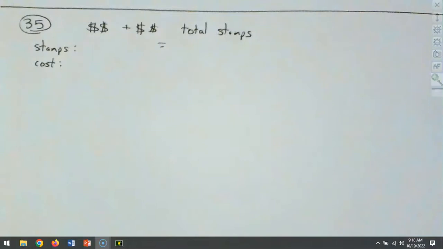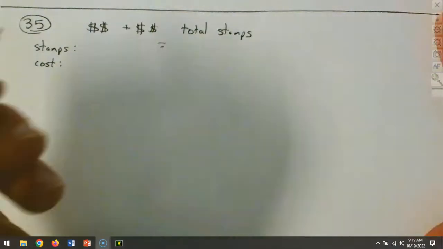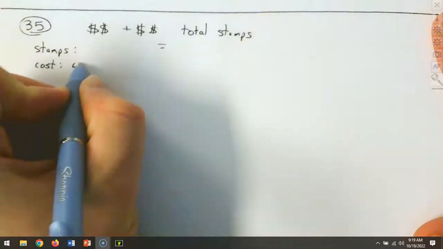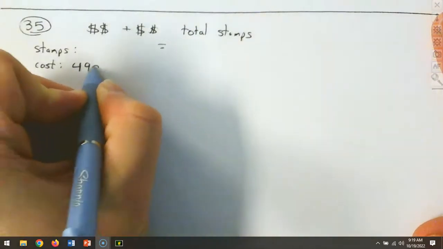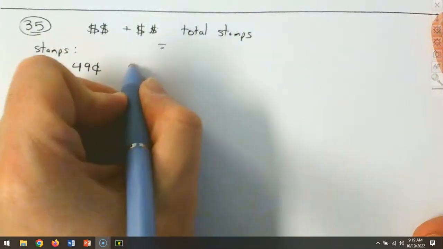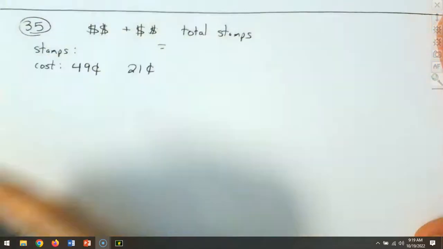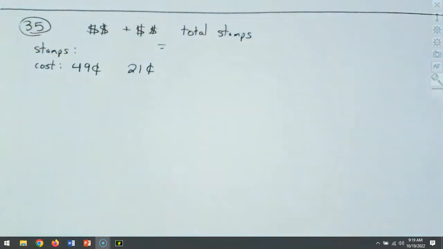So Sabrina's going to go into the post office, and it says mail rates increased to 49 cents for the first ounce, 21 cents for each additional. So there's two types of stamps in the post office. There's the 49-cent stamps, right? And there is the 21-cent stamps for the additional ounce.